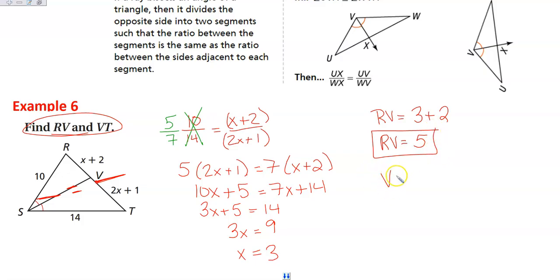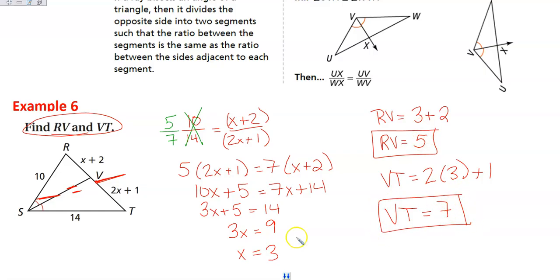And then VT is going to be 2 times 3 plus 1. So 2 times 3 is 6, plus 1 is 7. So now we have 5 and 7, which is what our other side reduced to. So we have 10 over 14 equals 5 over 7, and yes, it does. So that's a good place to check and make sure that both of your fractions that you set up reduce to the same thing at the end.